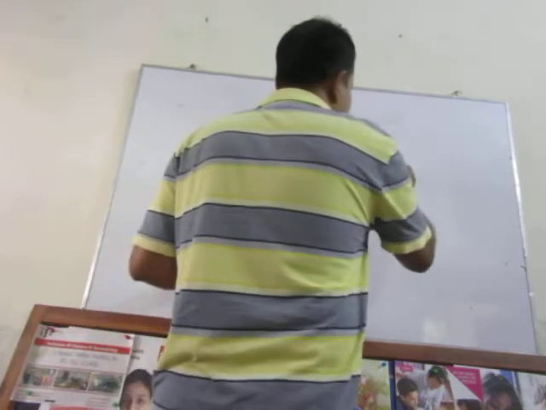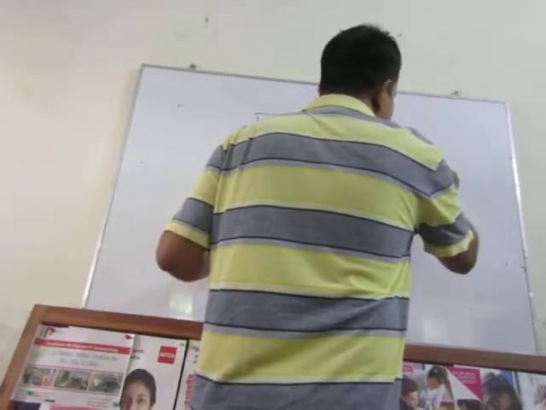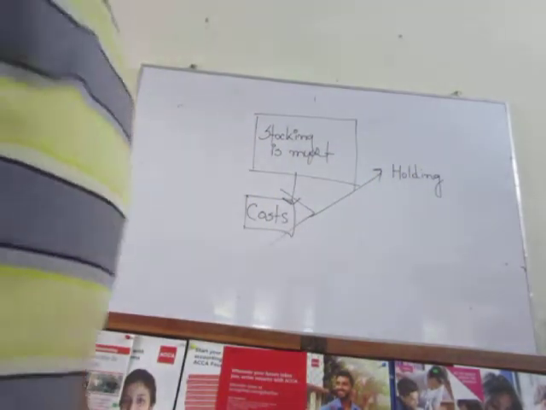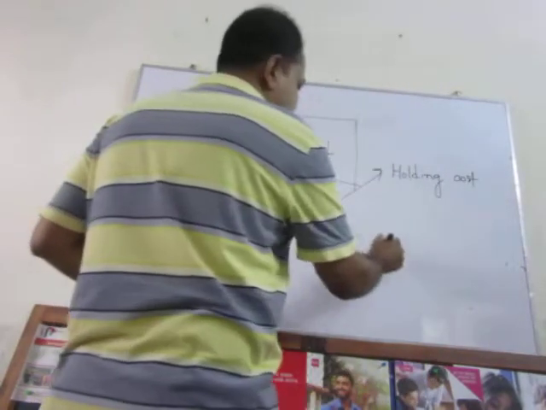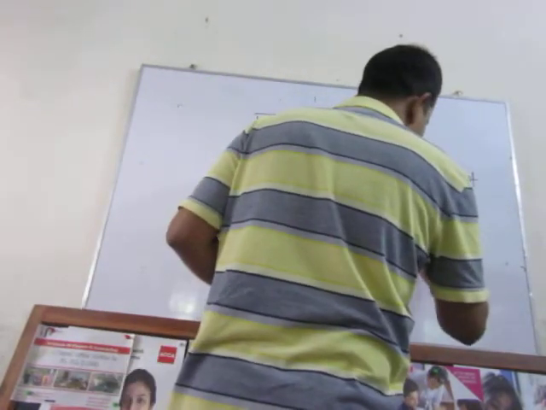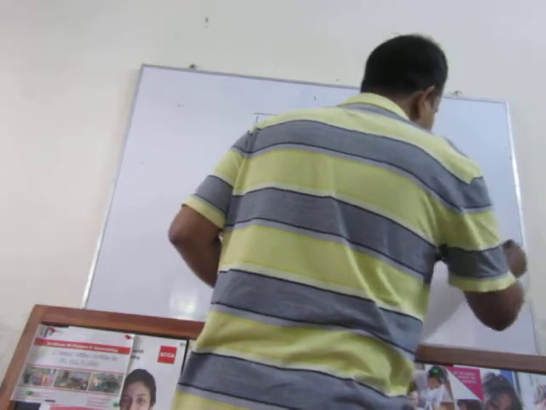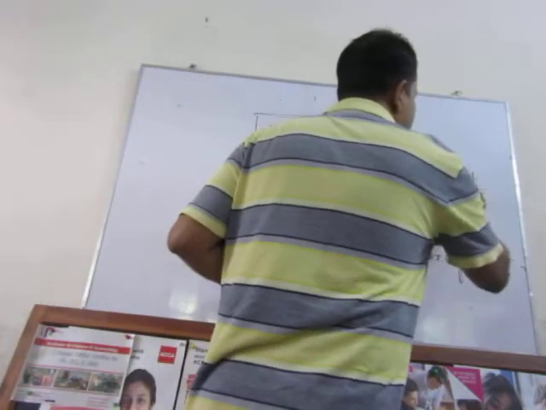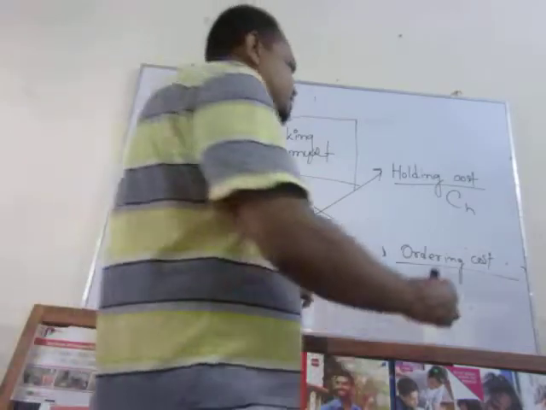One is stock holding cost, and another is stock ordering cost. Normally, stock holding cost is symbolized with CH, and stock ordering cost is symbolized with CO.